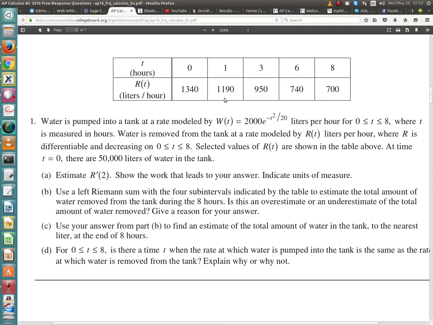So the first delta t, the width, is 1, right? So the first height is 1300, the first width is 1. The next height, 1190, the next width is 2. The next height, 950 with a width of 3. And next height, 740 with a width of 2. Because it's a left rectangle, we don't use the 700, right?